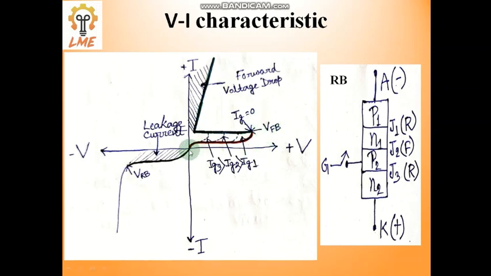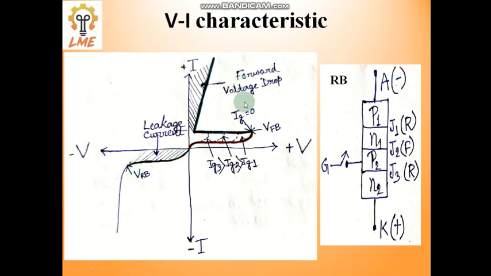So let's go for the reverse mode. From this 0 point to this point, VRB, the reverse breakdown voltage, is known as reverse blocking mode, and from this particular point to this particular point is known as reverse conducting mode, and this area is known as leakage current. So this is the VI characteristics.